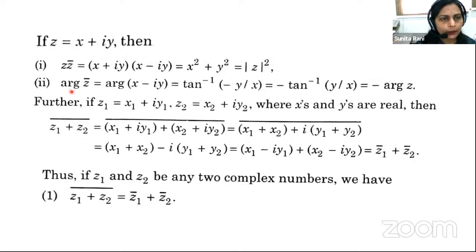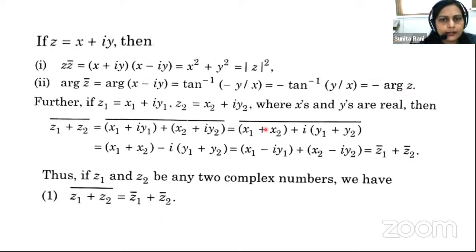Similarly, argument of z bar. Argument of z bar means for x minus iota y, argument means tangent inverse, for x plus iota y it is y by x, but here for x minus iota y it is minus y by x. This becomes minus of tangent inverse y by x, where tangent inverse y by x is argument z. We can say that argument of z bar is equal to minus argument of z.